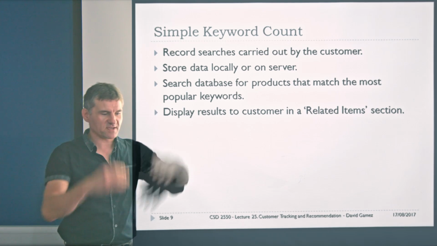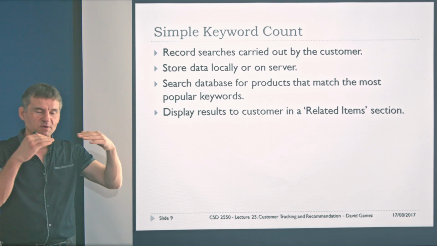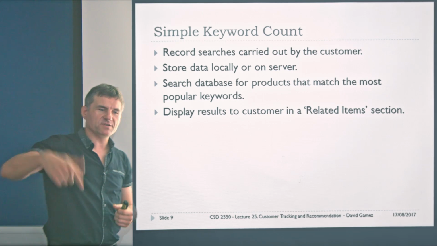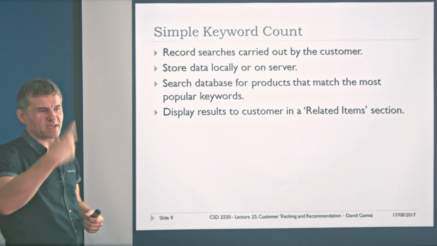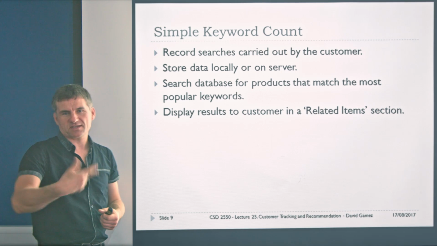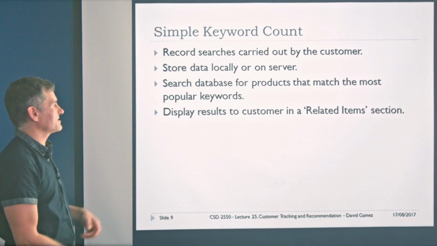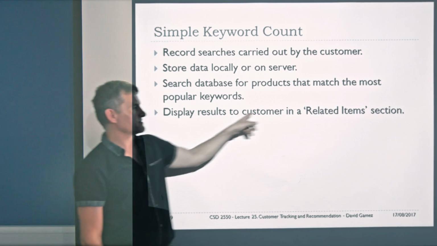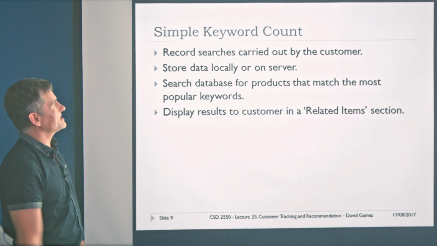And so we keep track of the keywords, and we find the most popular keyword, and then we use our index search on MongoDB to find products that match the keyword, the most popular keyword searched for by the customer. And then we can display these results to the customer in a related items section. That's the idea.